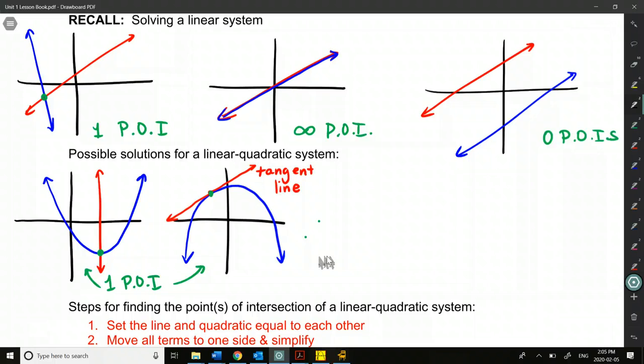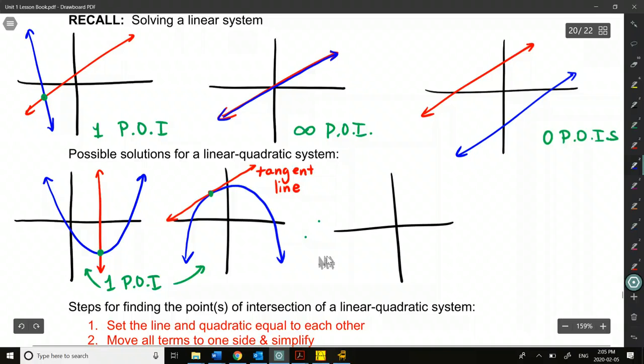Okay, other options. How else could a line and a quadratic intersect? Sophia? So like 2 points. Yeah, it could be horizontal or it could be diagonal, right? As long as it's cutting directly through the quadratic, that would give us 2 points of intersection.